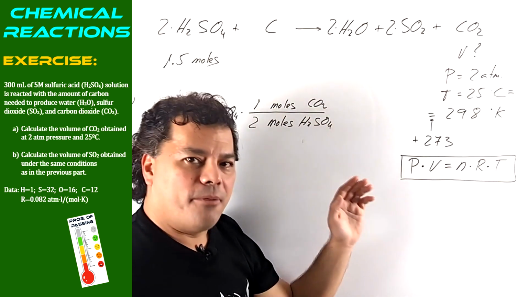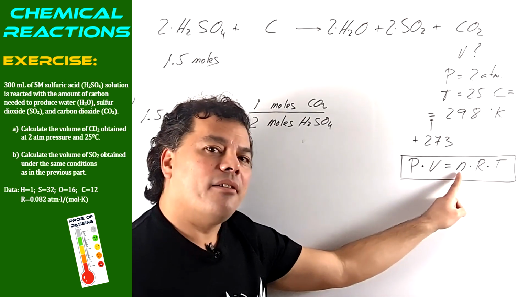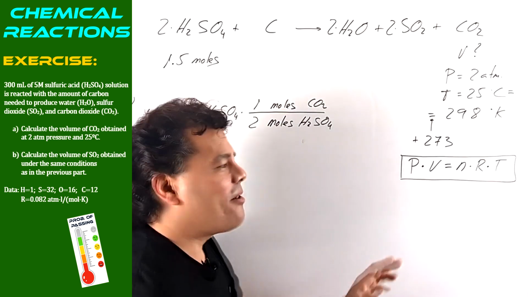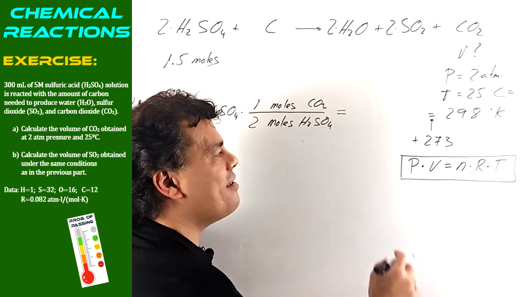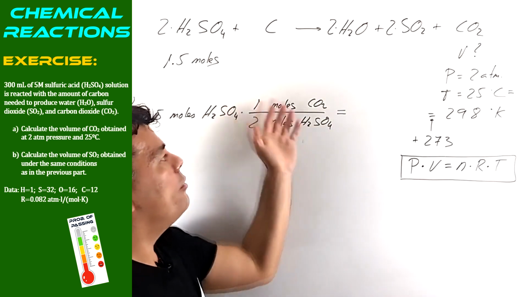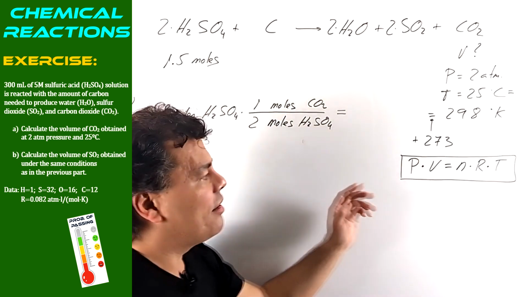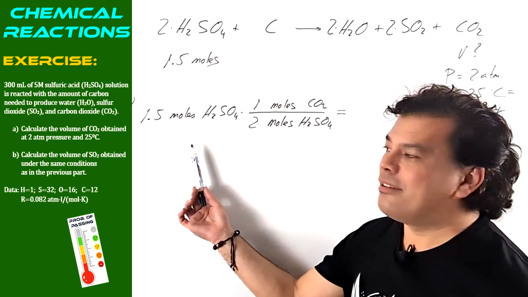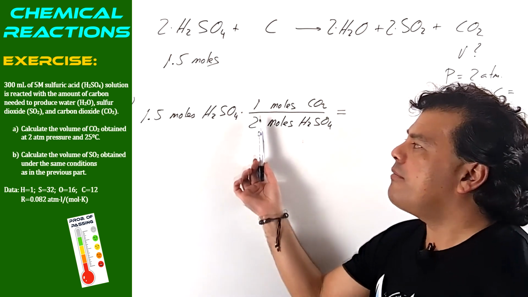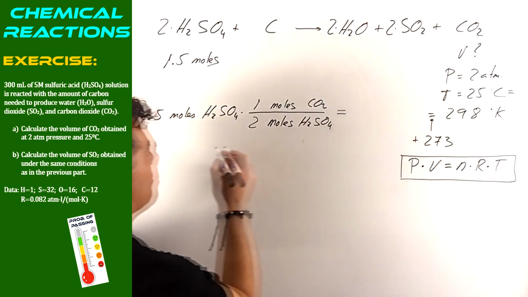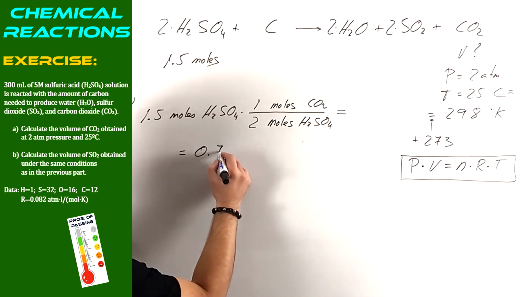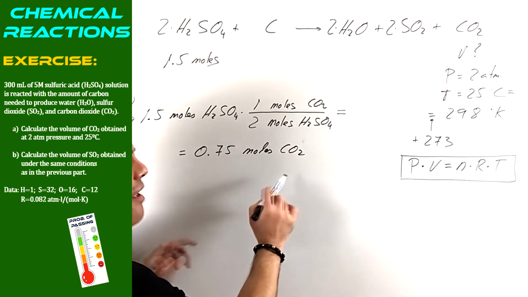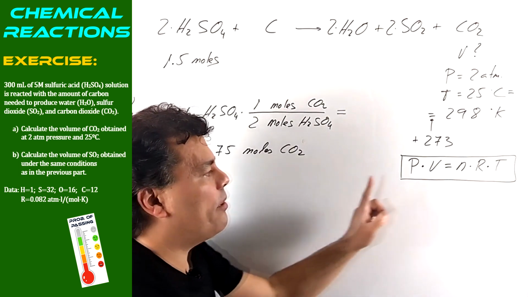And as I told you previously, we are interested in calculating moles of carbon dioxide, not grams. So it's time to stop the train here, because here we will already have the solution, that is, the moles of carbon dioxide produced. Using your calculator, just do 1.5 divided by 2, and it gives us 0.75 moles of carbon dioxide. And this is the number that we are placing here.